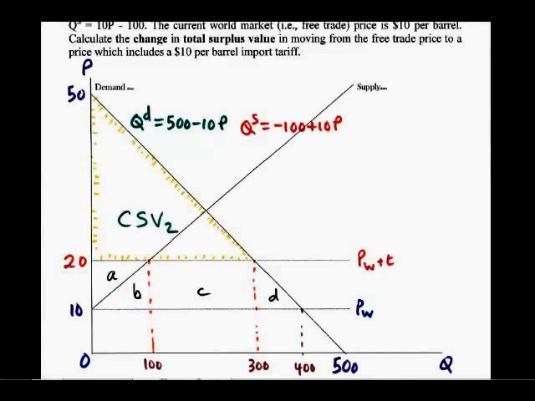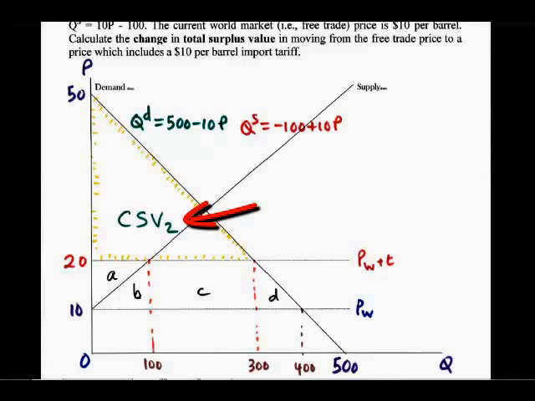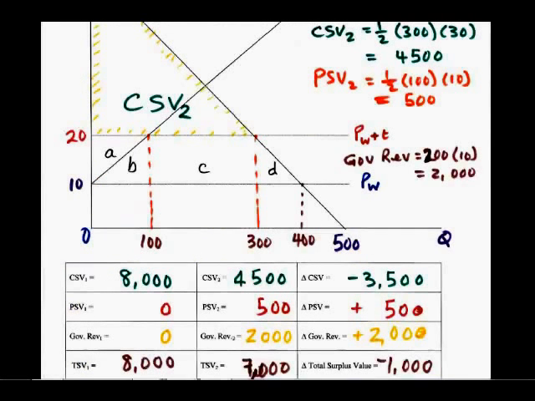The consumer surplus value is going to be the triangle under the demand curve and above the price of 20. So the height from 20 to 50 is 30. The base is 300. So we have 30 times 300 is 9,000, divided by 2 is 4,500. 4,500 is the consumer surplus value.